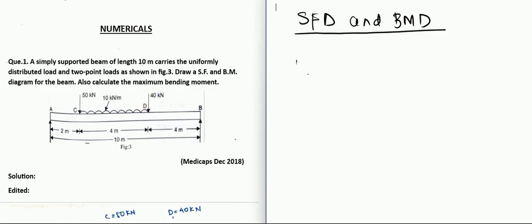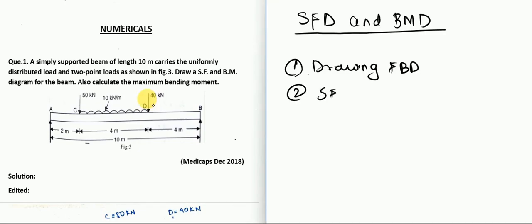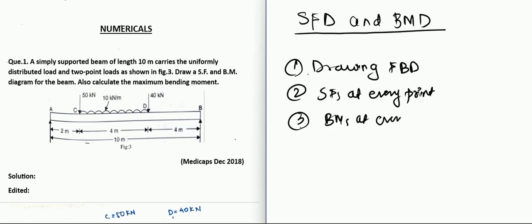The first step is of course drawing the FBD of the beam. The second will be to know the shear forces at every point. We'll just see what I mean by this. And the third will be bending moments at every point. Why are we drawing the FBD? To get the reaction forces. So these are the steps involved in order to solve the problem. Let us follow these steps one by one to get to the result.